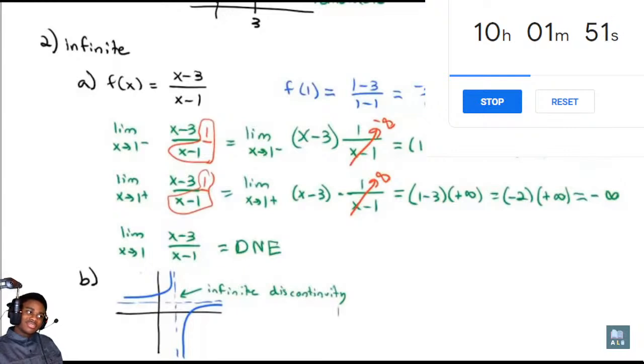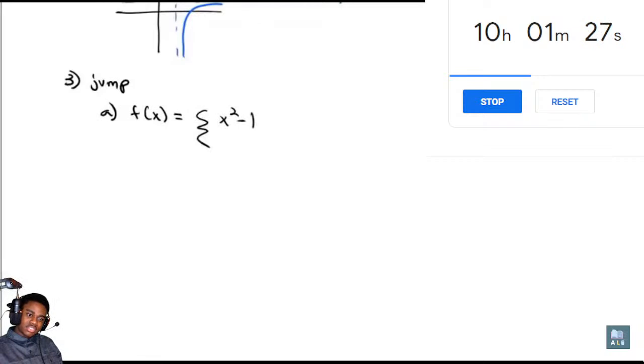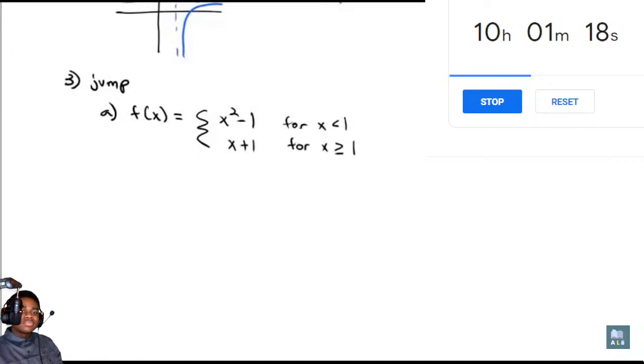So that is our second type of discontinuity. The third type of discontinuity is what we call a jump discontinuity, and it does exactly what you'd expect the graph to do. It jumps. So if we have f of x equals the piecewise function x squared minus 1 for x less than 1, and x plus 1 for x greater than or equal to 1, what we're going to find is the limit, again, is not going to exist.